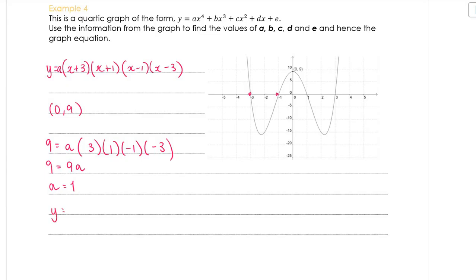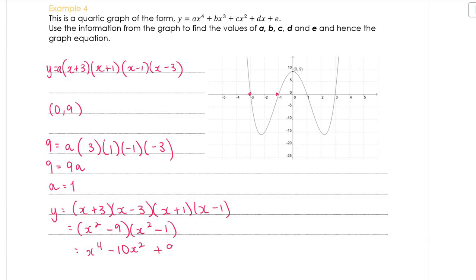From there, we're going to have to expand our brackets here. I'm going to group my factors together because that's going to make it a bit easier. So I've got (x squared minus 9)(x squared minus 1). And then we're just working from there. We've got x to the power of 4 minus 9x squared minus 1x squared. So that's x to the power of 4 minus 10x squared plus 9 is my final answer for that one.